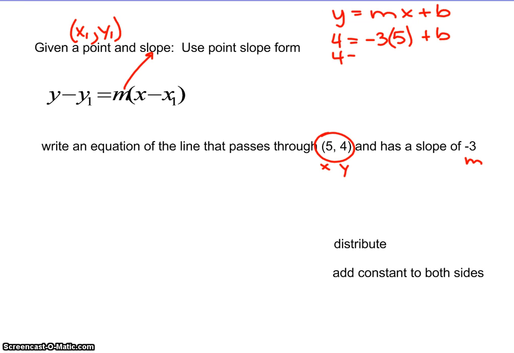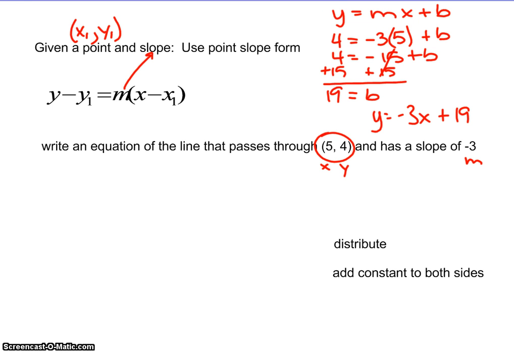And so I can do that. Simplify the -3 times the 5 first and add my 15 to both sides. And we find b to be 19. Now I have my slope, -3x, and my y-intercept, 19. Just think that's so much more difficult.